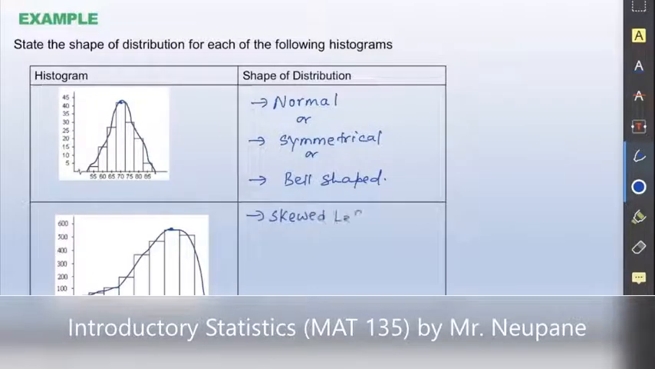If it is skewed to the left, the other name is that it is more towards the negative numbers. So we say that it is negatively skewed. Any question on this one? Just say yes or no. Can you hear me? No question on this? No question, or is there a question? No question. Okay.